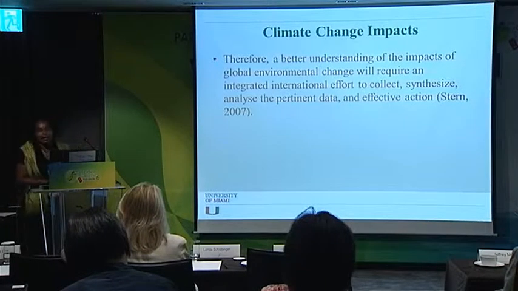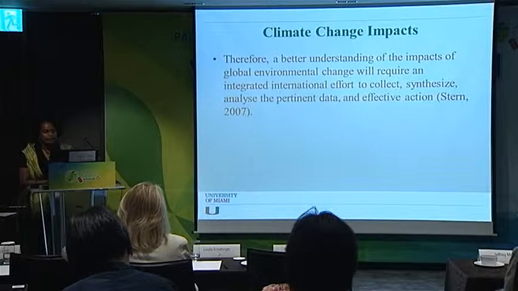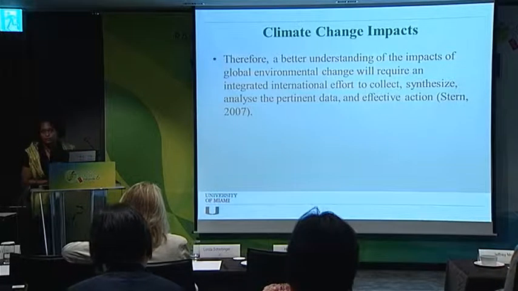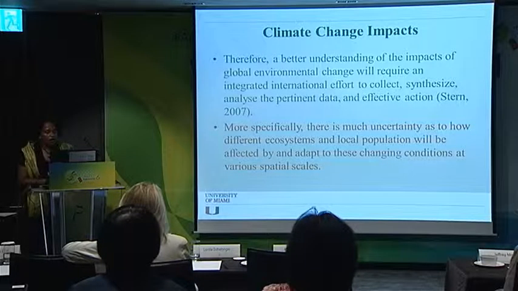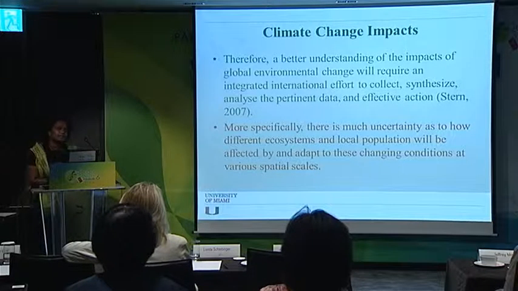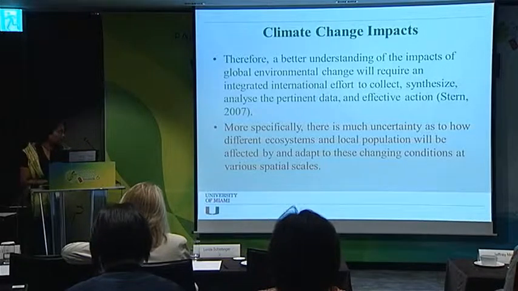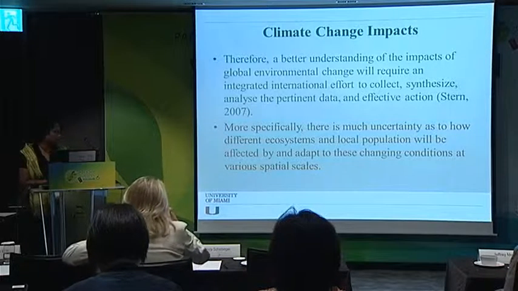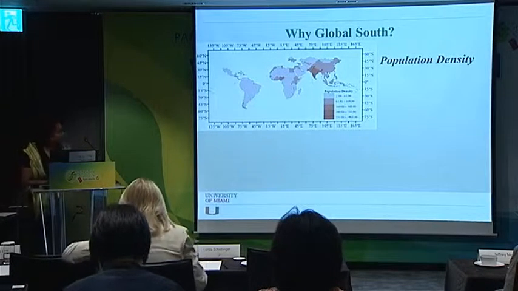All right, so a better understanding of the impacts of global environmental change will require an integrated international effort to collect, synthesize, and analyze the pertinent data, and effective action. This is from the Stern report in 2007, a report which has been widely cited in published literature. And then, more specifically, we need to look at it spatially, at different spatial scales, because, as I mentioned, the conditions and the trends are different in different parts of the world. So we need to look at it at different spatial scales.